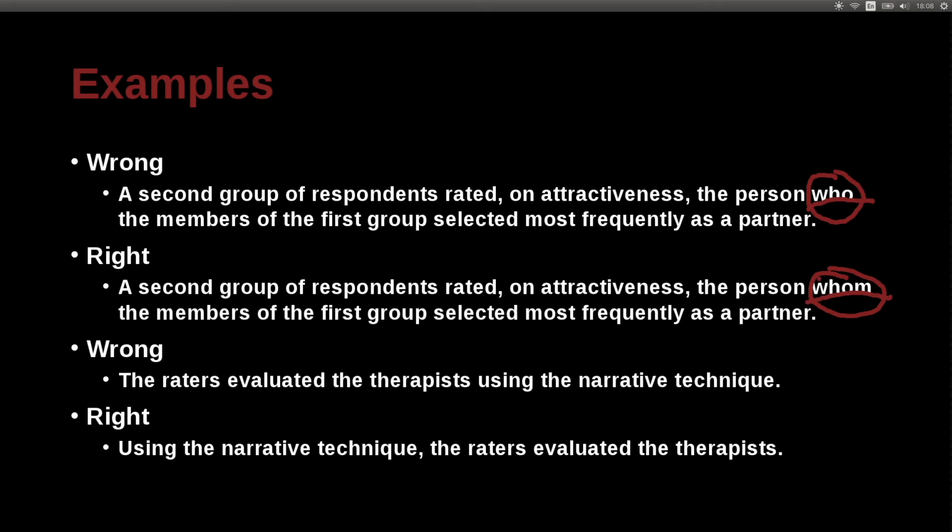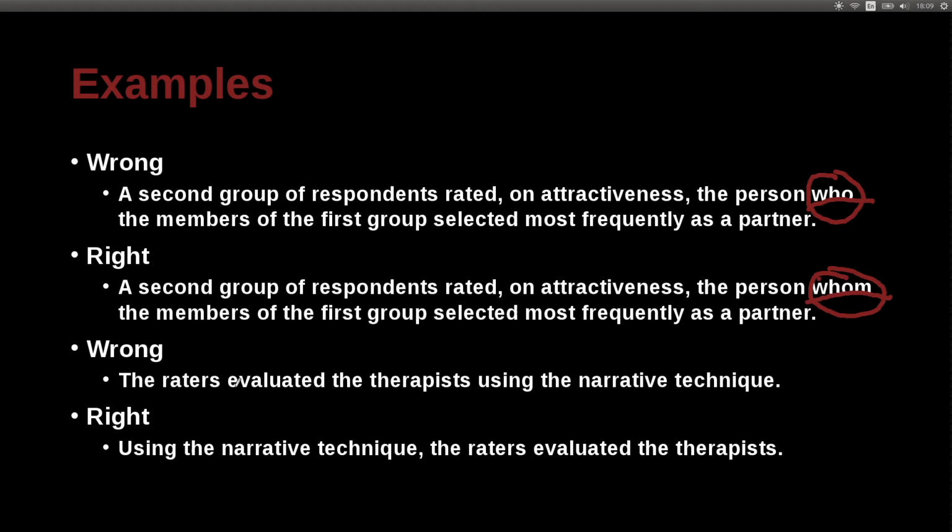A general rule of thumb you can follow is that if you can replace the word with he or she, then you should use who. And if you can replace the word with him or her, then you should use whom. So in this case, the person, he or she, or would it be him or her? And here, because we're very specific, the person, him or her, then we're going to be using the whom. That's a general rule, but again, you can check that out for more detail.